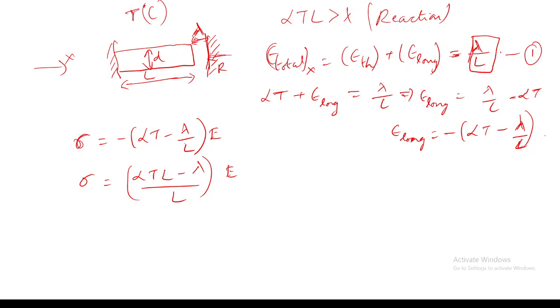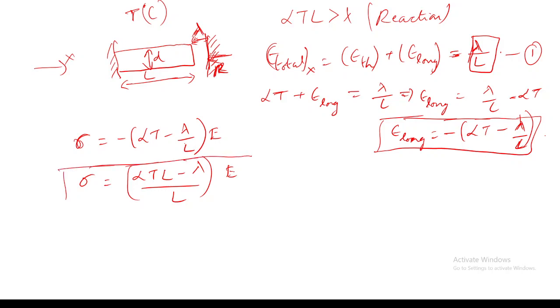So what I have written here is lambda by L, which is the permissible strain, and this permissible strain is equal to the combined strain due to temperature rise and due to this reaction force. And due to this reaction force I will be getting a longitudinal strain which is compressive. I don't know how much it is, so I can find it out using this equation, and the corresponding stress I can find using this equation. Here I have to write compressive.